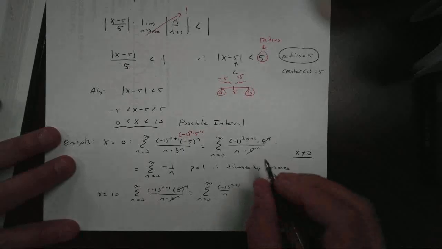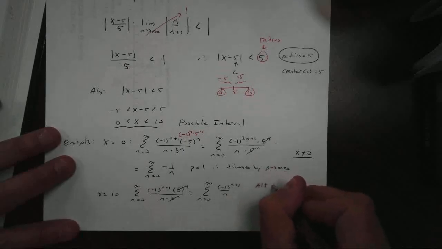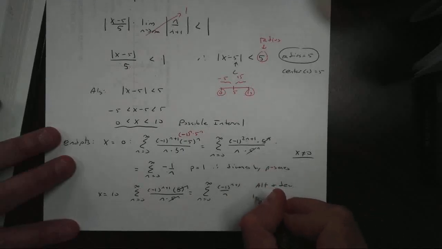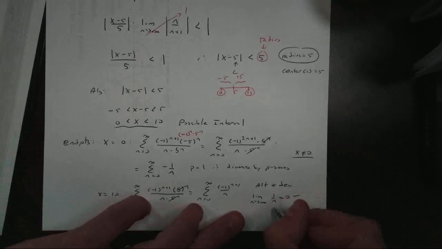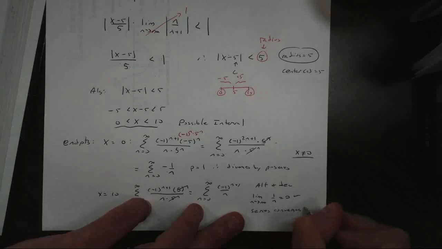Notice this is an alternating series. This is alternating and decreasing. So therefore we can take the limit as n goes to infinity of 1 over n, we get 0, which is what we want. Therefore this series converges by alternating series test.